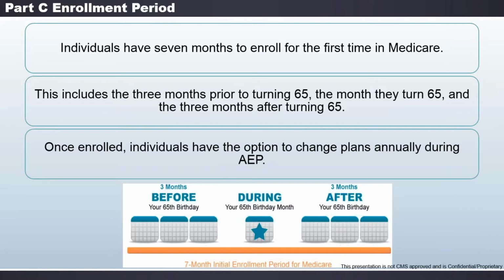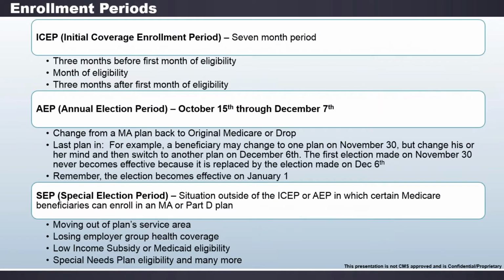Their enrollment period, again, is 3 months before their 65th birthday, during their birthday month, and then 3 months after. It definitely is kind of a standard format for their initial enrollment period. The initial coverage period, that 7-month period that I just brought up, again, it's 3 months before, the month of, and 3 months after. Then there's the annual election period, kind of reviewing that little calendar, October 15th through December 7th. And this is where they can change plans.